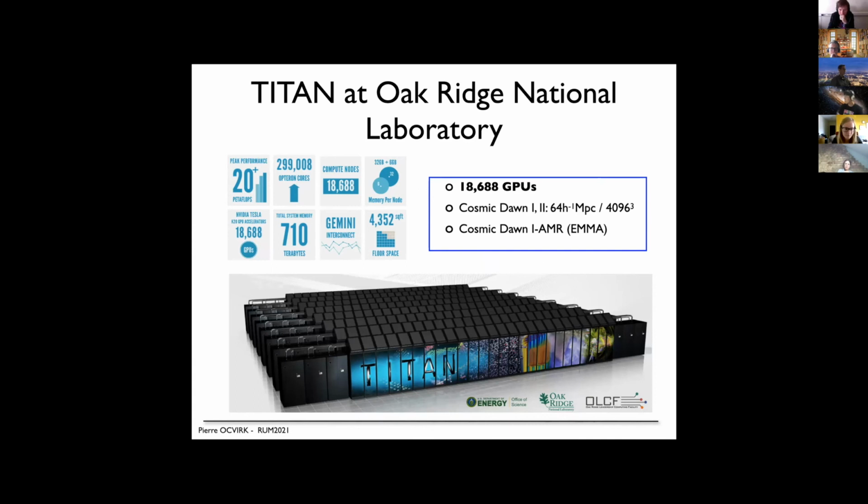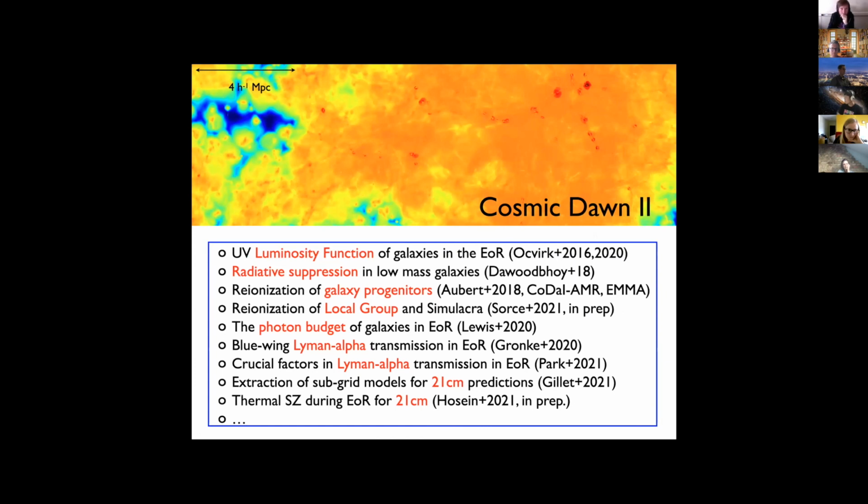So we used to run on Titan at Oak Ridge National Laboratory, so that's in the US. This is a very big machine, it has more than 80,000 GPUs. On this, we performed Cosmic Dawn 1, 2, and the Cosmic Dawn 1 AMR, which was done with Emma. Titan has been replaced with a newer machine called Summit, which I'm going to talk about very soon.